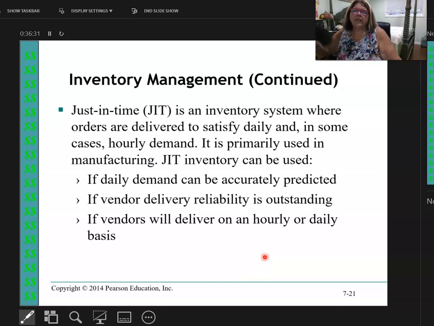So next we're going to talk about inventory management, about some terms you probably have heard of. JIT is called just in time. This is an inventory system where, based upon a quick demand time, I can have my product delivered straight to my shelf. Basically I'm not carrying inventory. Somebody else is carrying the inventory, and if I can predict how much I need daily, then I can use this. If I have a reliable vendor who can deliver daily or even hourly, I can use this.